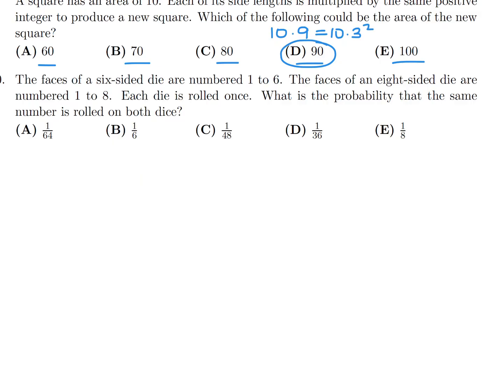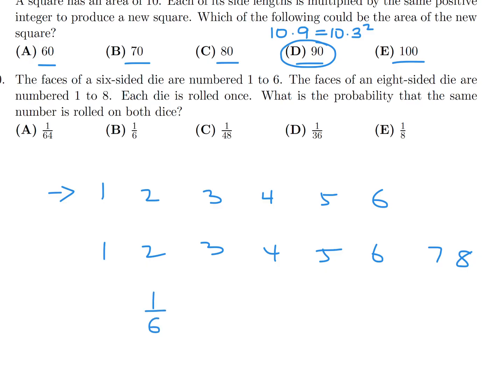The faces of a 6-sided die are numbered 1 through 6. The faces of an 8-sided die are numbered 1 through 8. Each die is rolled once. What is the probability that the same number is rolled on both dice? Okay. So we have 1, 2, 3, 4, 5, 6 on the first die, 1, 2, 3, 4, 5, 6, 7, 8 on the second die. So we want the same number, right? So from the first die, the probability of just getting one number is 1 over 6. Now if we want the exact same number from the second die, it would be again, let me think about this. The probability of getting 1 over 8.